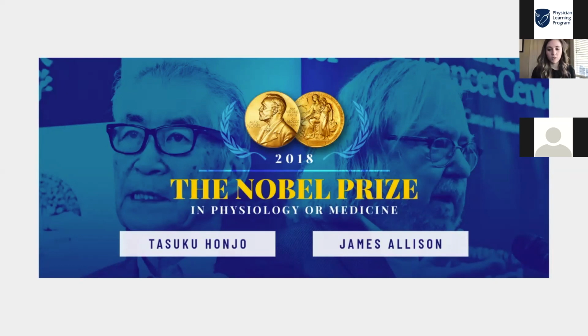And this immunotherapy is currently being utilized in more than 14 different types of cancers, including metastatic melanoma, non-small cell lung cancer, renal cell carcinoma, squamous cell carcinoma, as well as urothelial carcinoma.